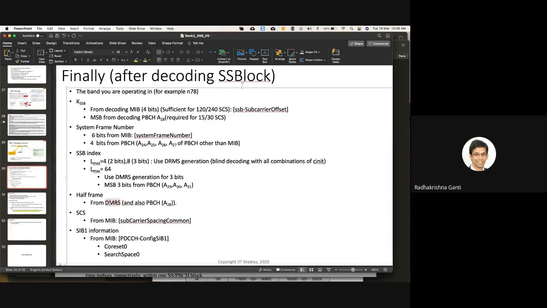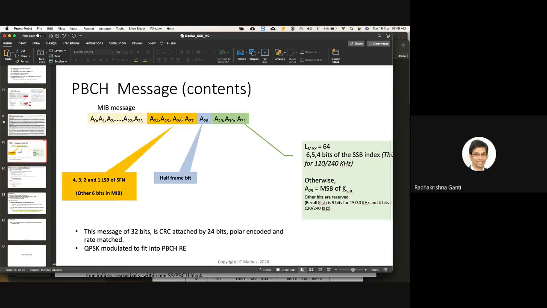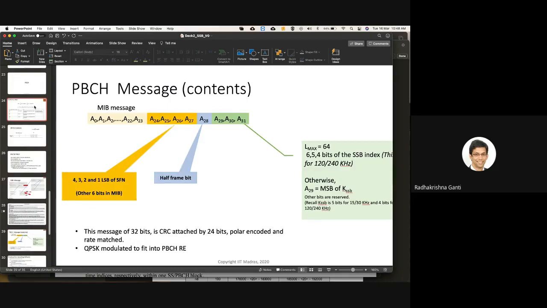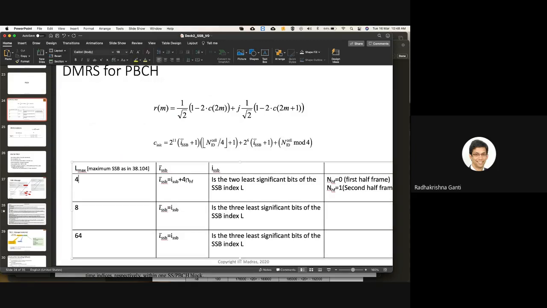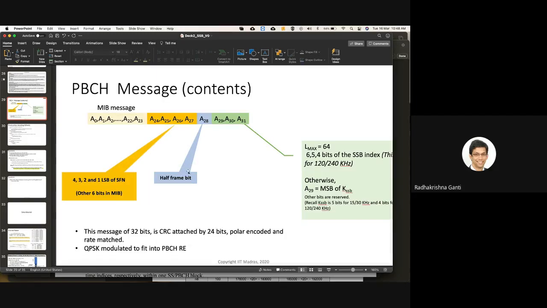Okay, so we also know the half frame. Half frame you can either get from DMRS or also from 828. For Lmax equal to 4, you can also get this from DMRS. Otherwise, you can also get it from the half frame bit. For the other two, Lmax equal to 8 and Lmax equal to 64, you get it from 828.